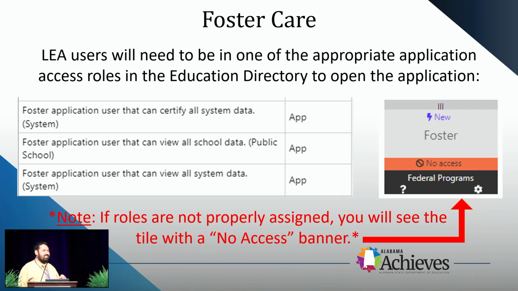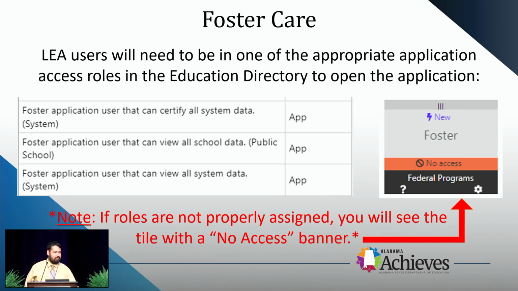If that process is not done correctly, you're going to see a no access banner pop up, and if you don't know who that point of contact is, you can reach out to your region specialist and we can kind of facilitate that conversation. But that's honestly something that happens at the LEA level. So if you don't know who your point of contact is for education directory, now would be a perfect time to figure that out before the certification window opens.